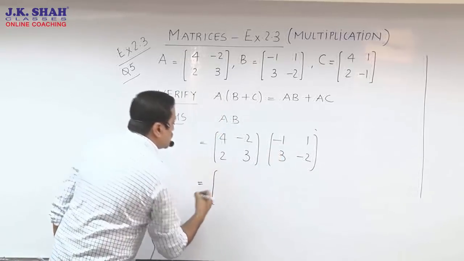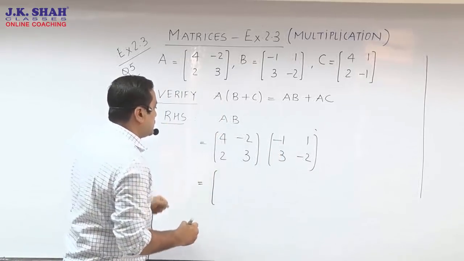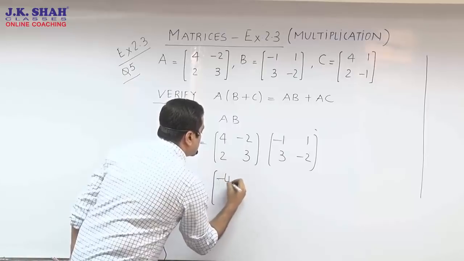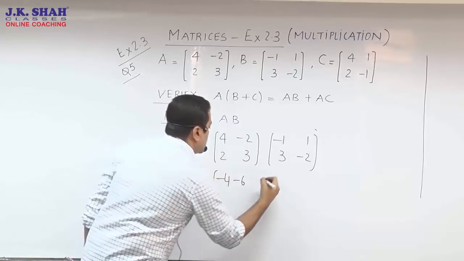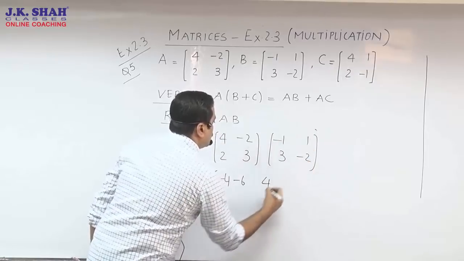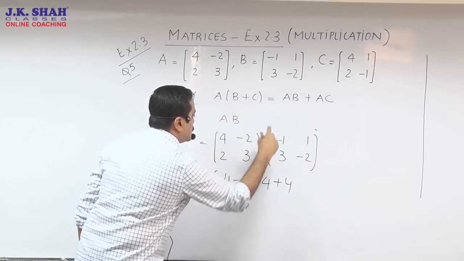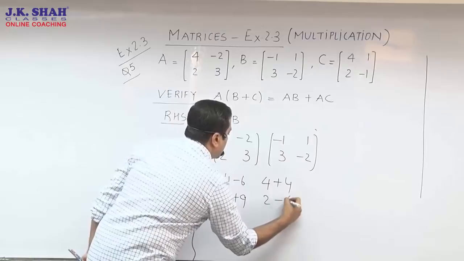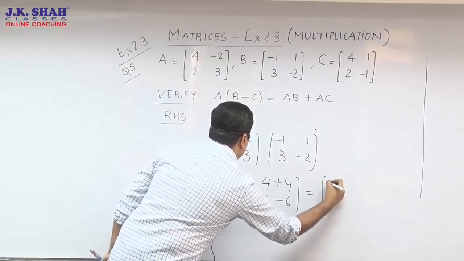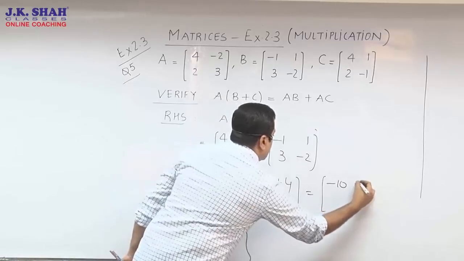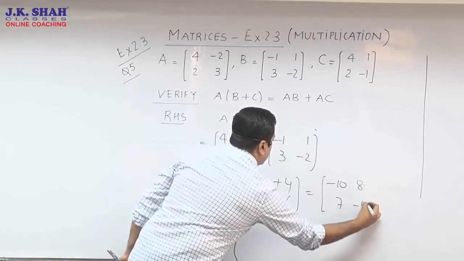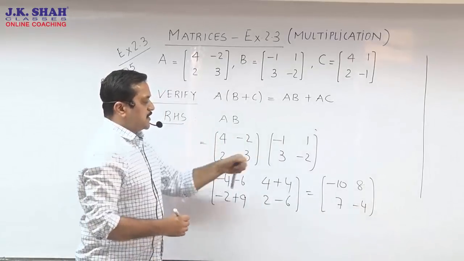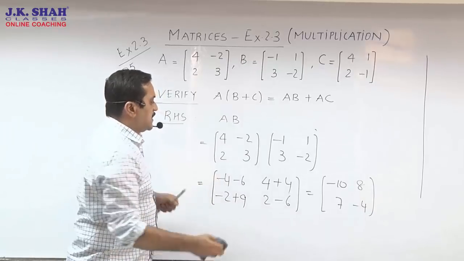So now if you have finished solving AB, let's check whether you have done it correctly, and I'm expecting everybody's answer has come. I'm going for R1 C1: minus 4 minus 6. I'll go a bit quick because you have already solved it. R1 C2 is 4 plus 4. R2 C1 is minus 2 plus 9. R2 C2, the last one, is 2 minus 6. So the final answer is the matrix containing minus 10, 8, 7, minus 4. Please check your AB.